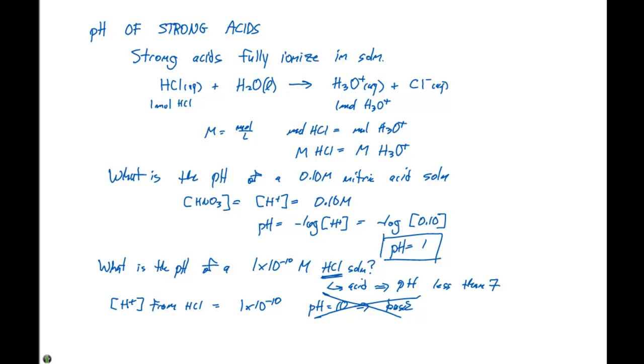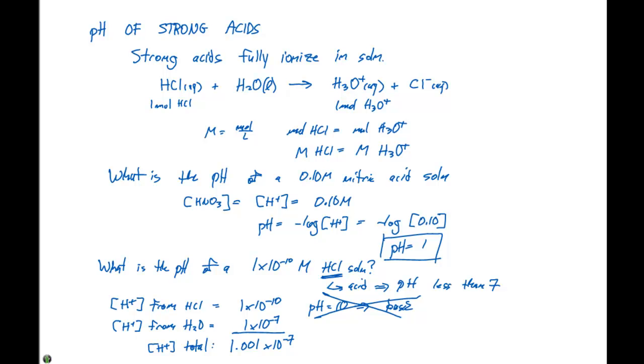So we have to think of why this might happen the way it does. And here, for our H+, we have to consider the auto-ionization of water, which we described a few videos ago. This is going to be 1 times 10 to the minus 7. So when we add these two together, our H+ total is going to be 1.001 times 10 to the minus 7.